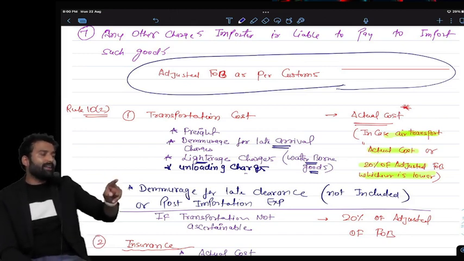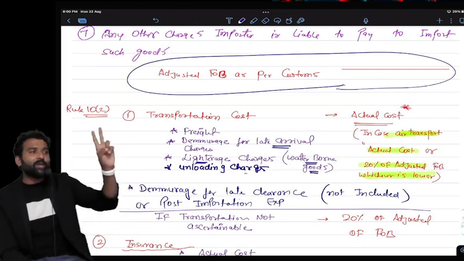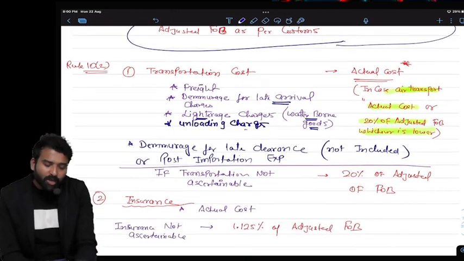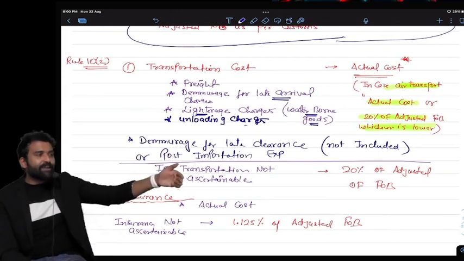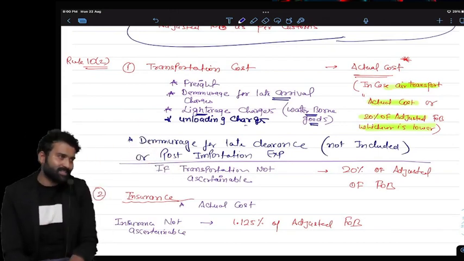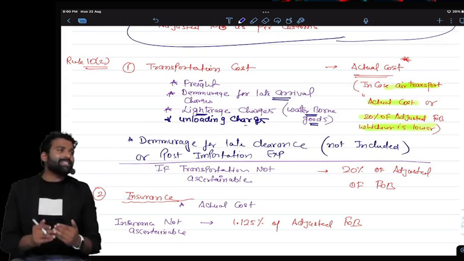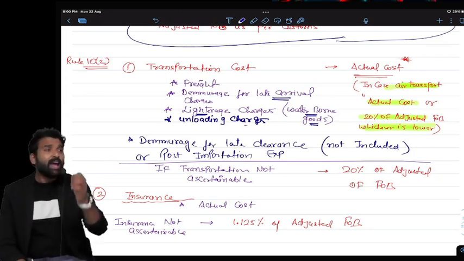Now what do I have to add? As per rule 10.2, I have to add 2 more additions. Because this is an adjusted FOB, now I have to add transportation and insurance. Then I will arrive at CIF. So I have to add the transportation cost as well as the insurance cost. Now, how much is the transportation, how much is the insurance, and what will be added?